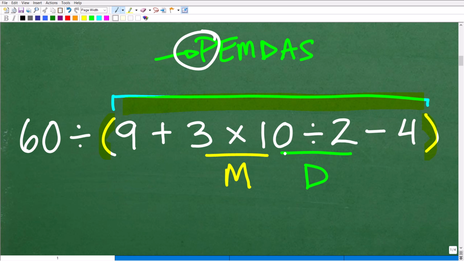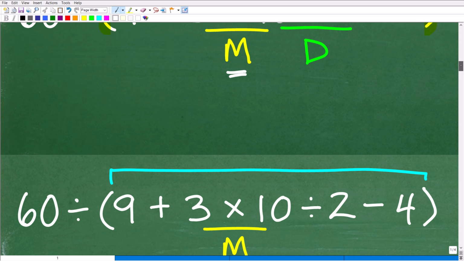Okay, so now I'm scanning inside the parentheses and I'm looking, do I have any powers? Nope, don't have any powers. So do I have any multiplication and division? Yes. Okay, I have multiplication right here and division right here. So which one am I going to do? I'm going to do the one that I see first from left to right, which of course would be multiplication. All right, so let's go ahead and take that step now.